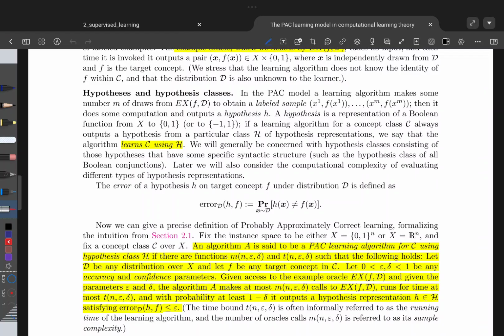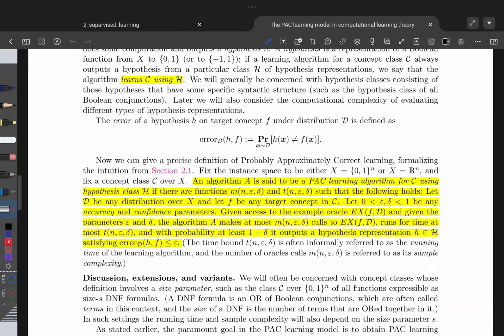Now, there are different reasons for choosing a hypothesis class different from the concept class. For one, it may be computationally easier to choose a hypothesis class that is different from the concept class. And sometimes it's easier to learn a hypothesis class that could approximate the concept class well enough. And maybe the concept class itself cannot be learned, or we don't know how to learn it efficiently, but the hypothesis class can be learned exactly.